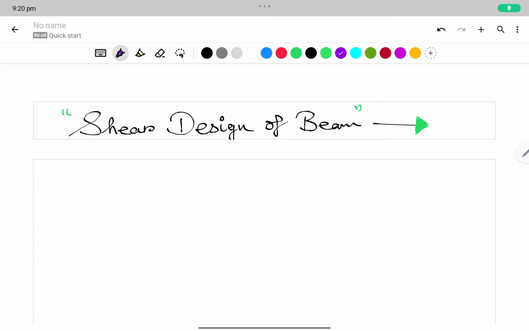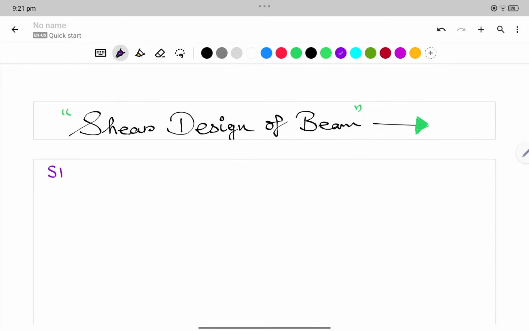Welcome all. Today we will start another lecture on shear design of beam. So how to design the main stirrup of beam. Okay, so let's start. We will first see a little bit of concept before we go to the numericals. So first we have to find out the step 1.